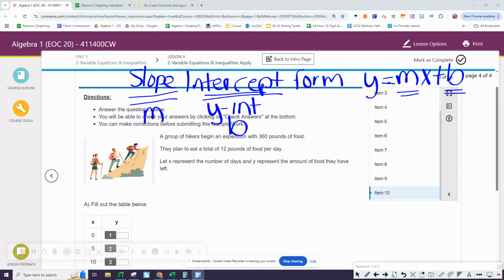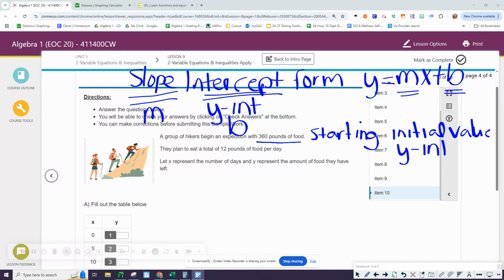So let's look at this word problem. A group of hikers began an expedition with 360 pounds of food. All right, so 360 pounds of food was their starting point. I wanted to say that because that's another way of saying the initial value, and that is the y-intercept in most cases. They plan to eat a total of 12 pounds of food per day.